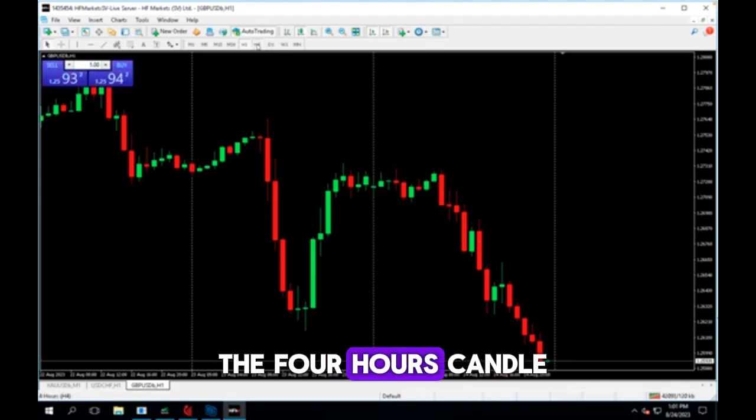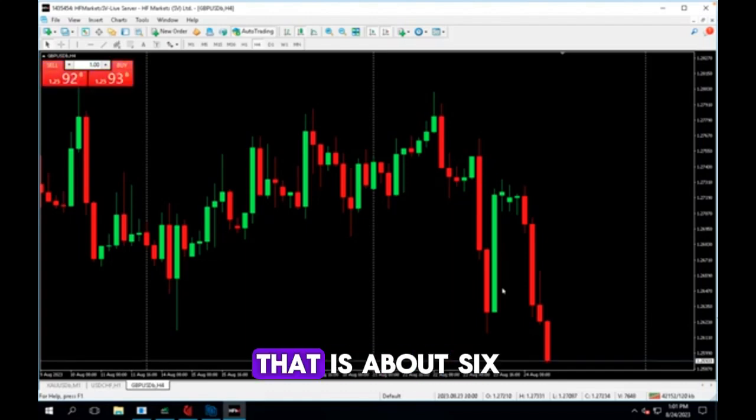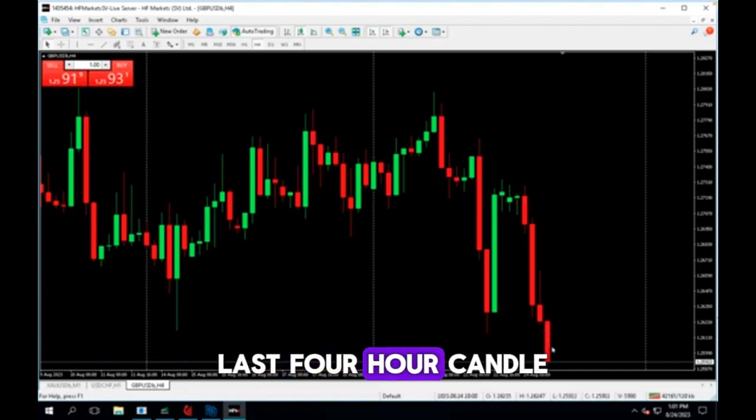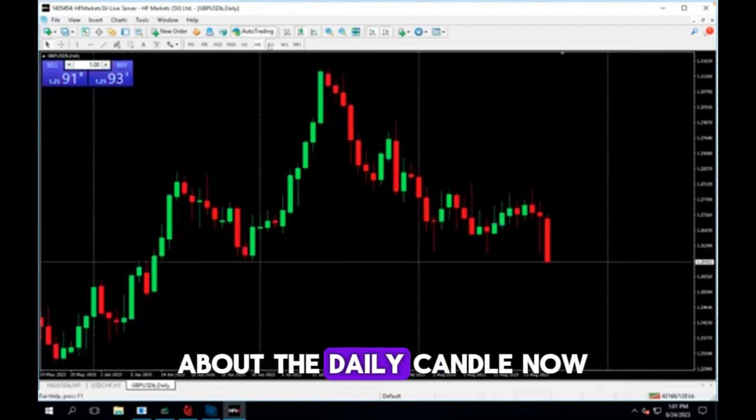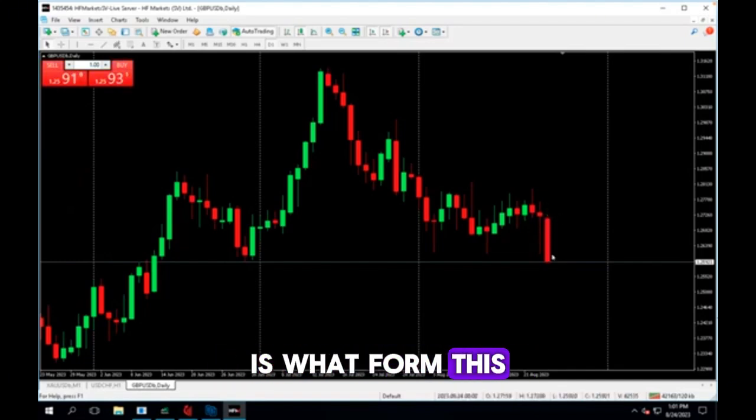If I go to the 4 hour candle, how many 4 hour candles can we get in one day? That is about 6. We have 1, 2, 3, 4, 5, 6. This could be the last 4 hour candle forming for the day. So when we talk about the daily candle, all those candles you saw in 1 hour, their activities are what formed this one day. So this is a day's candle.